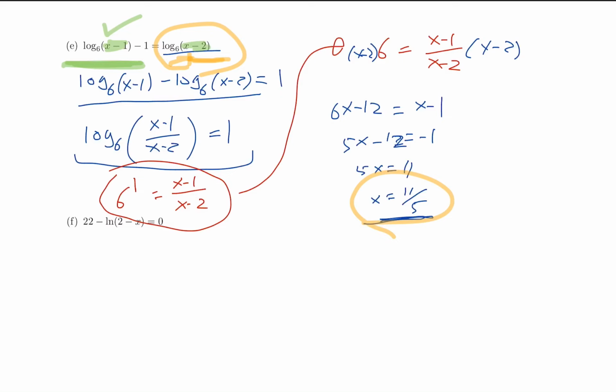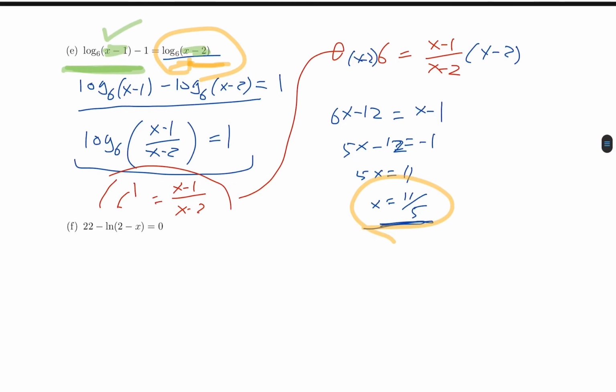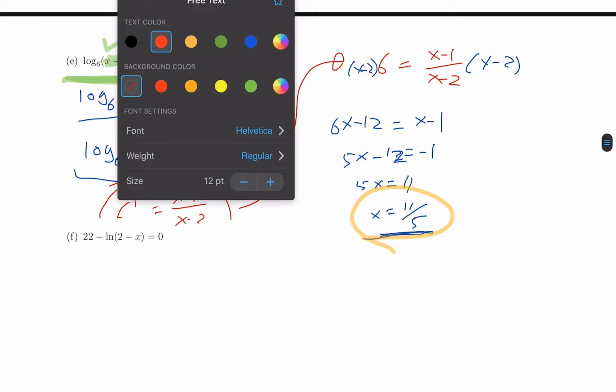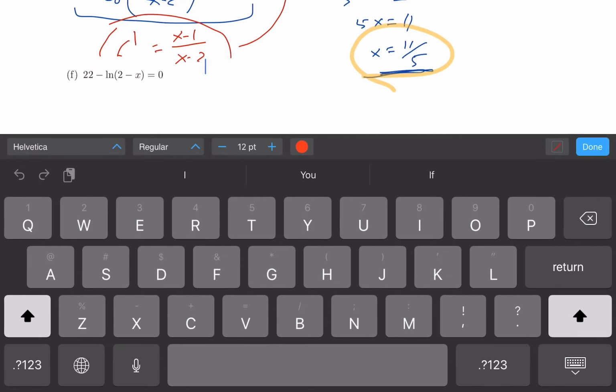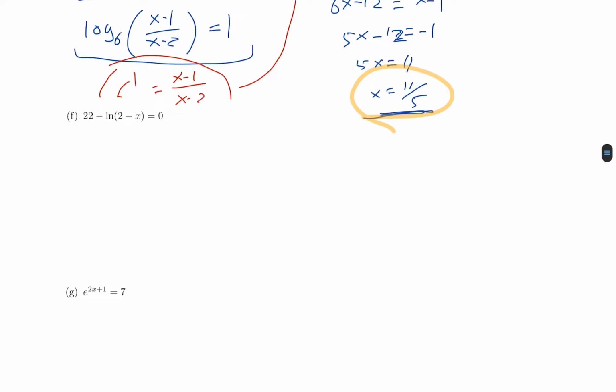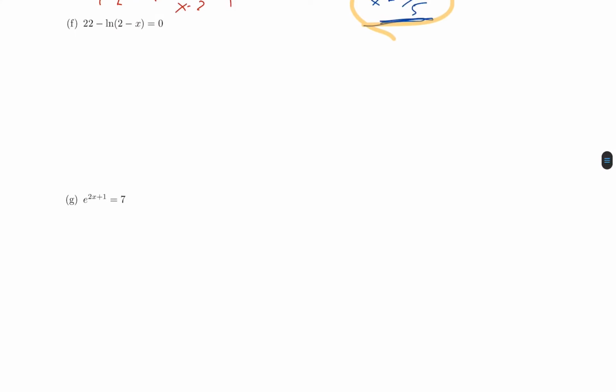So let's look at this one. Okay, so what should we do? Same idea. Try to have the log on one side and numbers on the other side. So I'm going to add ln 2 minus x on both sides.